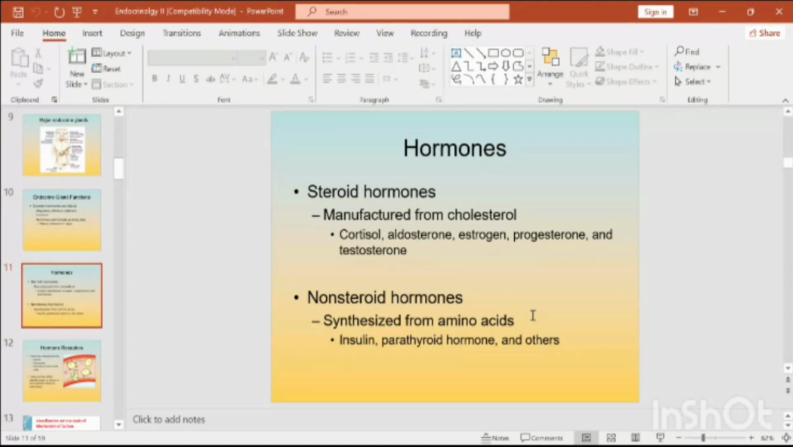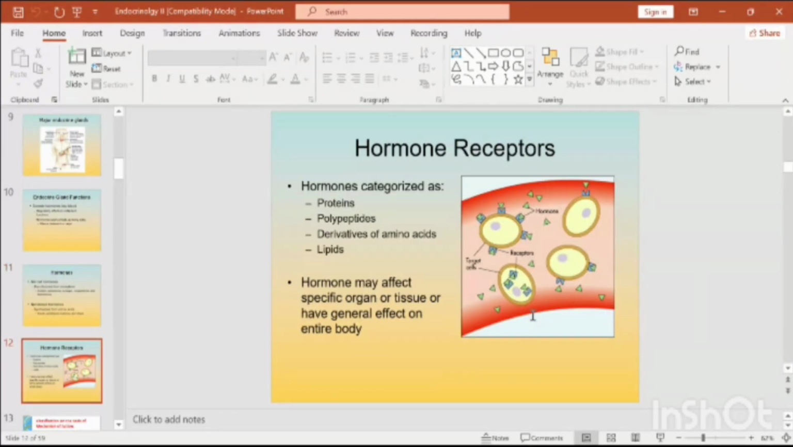And these are all amino acids, meaning they are protein in nature. An example is insulin, parathyroid hormone, and all other hormones that are not steroid in nature. In terms of the receptors, we can classify them as a protein. A protein is made up of amino acids, as we saw initially. It could be a polypeptide. When you link many amino acids together, you get a very short or a long polypeptide.